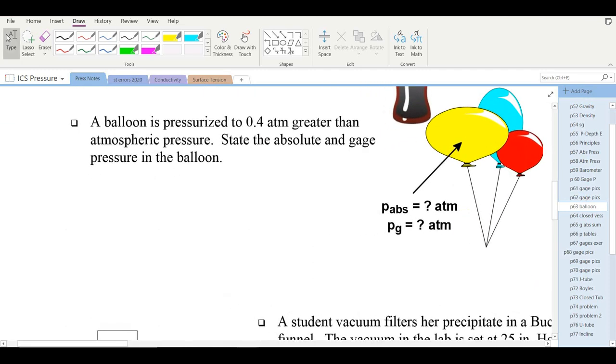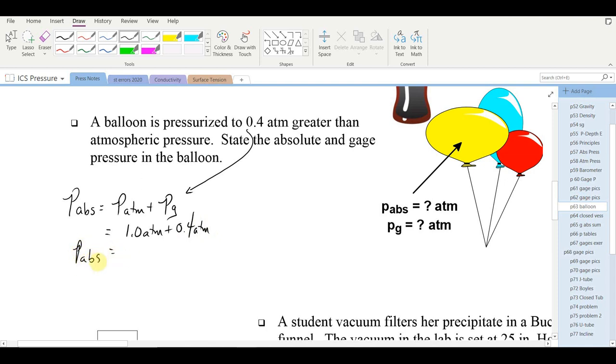So the absolute pressure is atmospheric pressure plus gauge pressure. So the gauge pressure is 0.4. That's how much greater it is than atmospheric. And atmospheric is 1 atmosphere plus 0.4 atmospheres. So the absolute pressure is 1.4 atmospheres, right? Does that make sense? If the balloon is 0.4 atmospheres greater than atmospheric, the total pressure is 1.4 atmospheres.